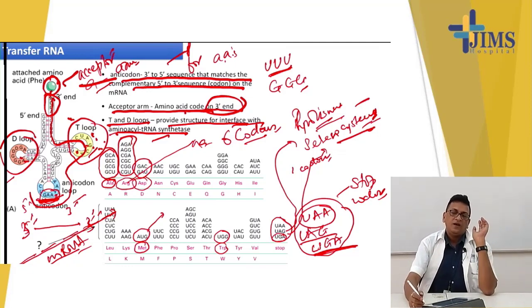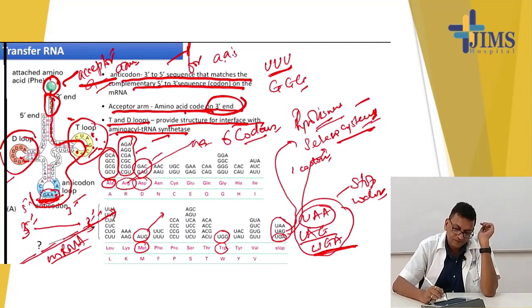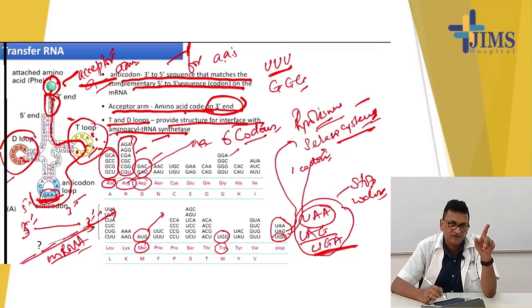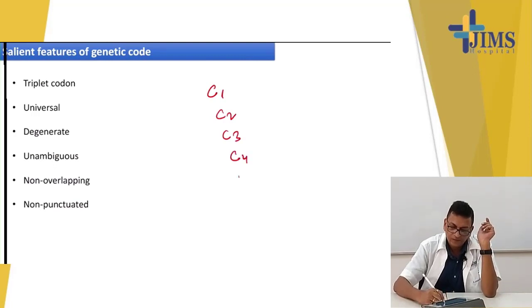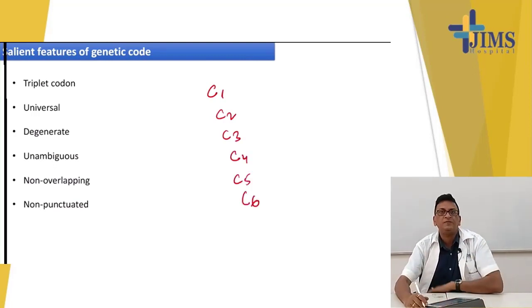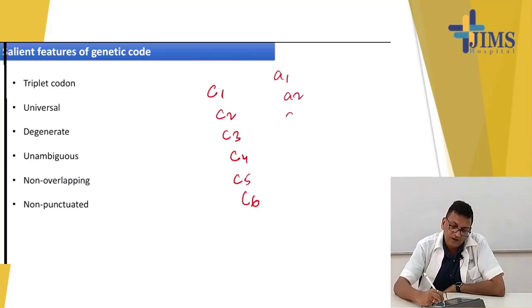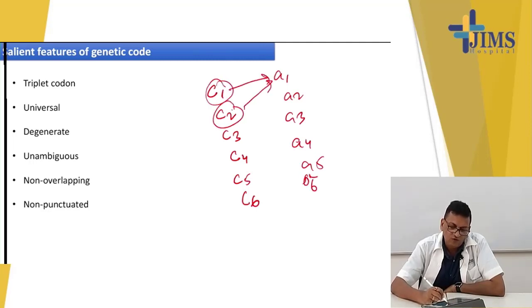So what we see here, there are several codons coding for one amino acid. But have you ever observed that several amino acids are coded by a single codon? No. So what we observe there is, suppose there are 6 codons maximum, and you have amino acid 1, amino acid 2, amino acid 4, 5, 6. Okay? So these different codons will code for the same amino acid. Okay?